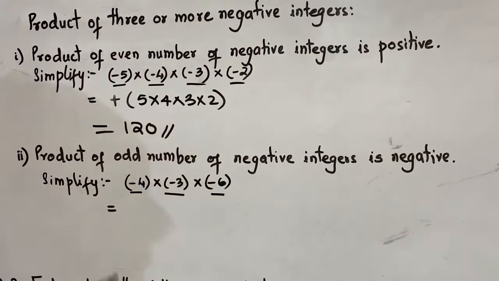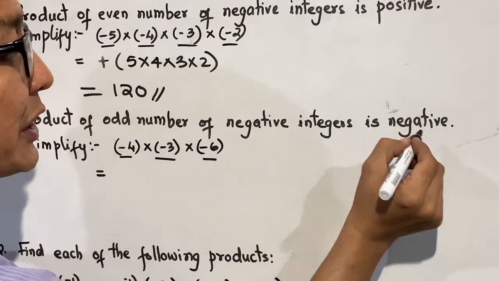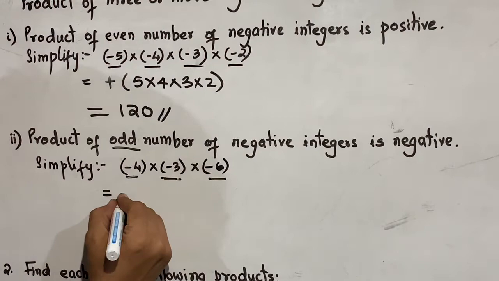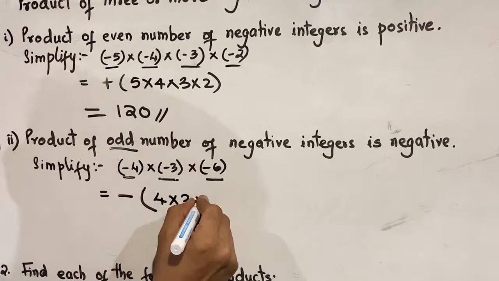And the product of an even number of negative integers is positive. This is so. The product of an odd number of negative integers is negative.